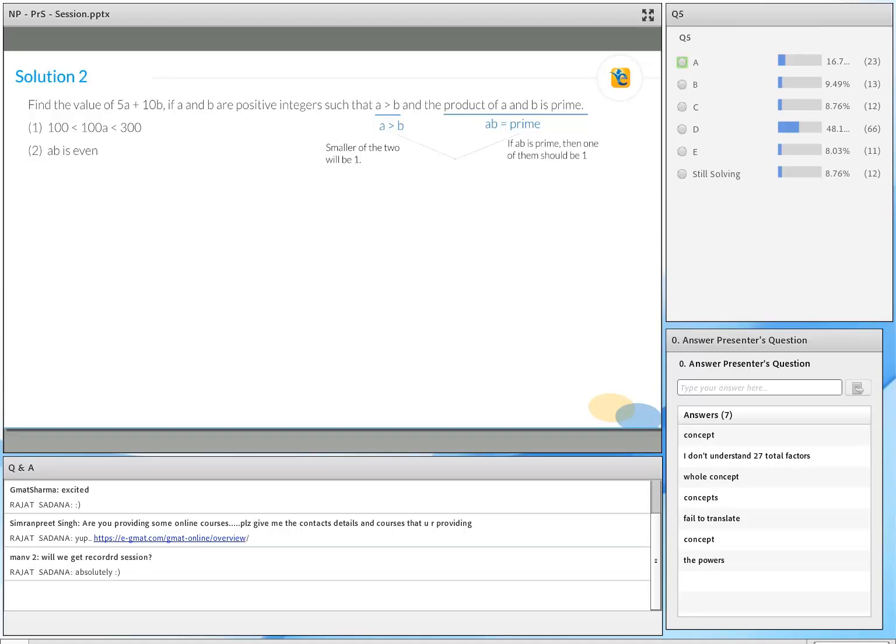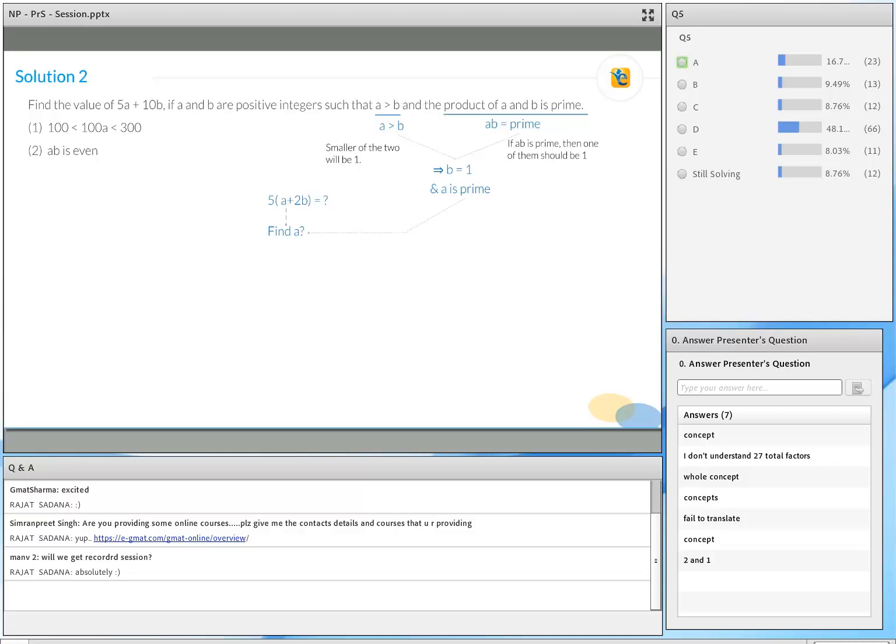Now, frankly, if the product of ab is prime, then one of the numbers has to be 1. That's the only condition when the product of a and b will be prime. Okay, now you also know that a is greater than b, which means that the smaller of the two numbers, which is b, is actually 1, and which also means that a is a prime number. So all of this translation needs to be done and inferences need to be drawn up front from the question statement. So essentially for us, we know what b is. The question statement itself has actually given us the value of b. B is 1. And we need to figure out A, and we also know that A is a prime number.